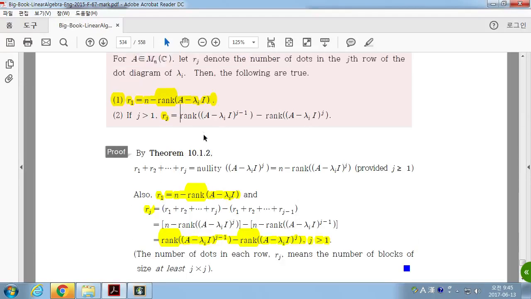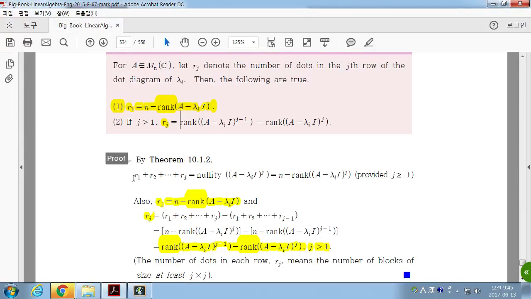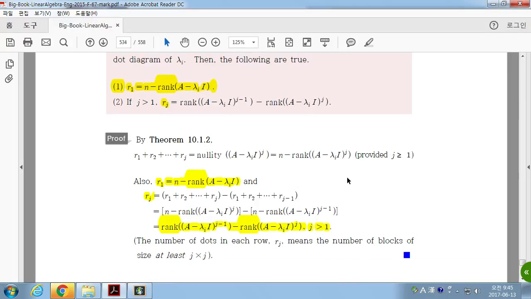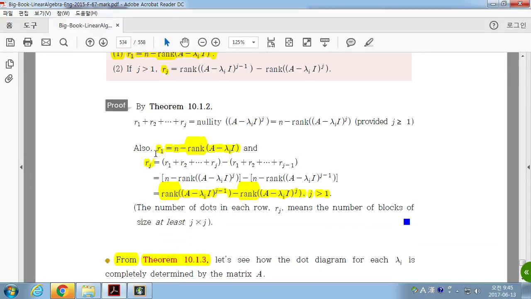Here's the proof. As we know, the sum of R1 through Rj is equal to the nullity of the j-th power of A minus lambda I times the identity matrix, which is the same as n minus the length of this, from the length-nullity theorem. And R1 is equal to n minus the length of A minus lambda I times the identity matrix. And Rj is what? The sum can be written as this minus this, because all will be cancelled and only Rj is left.